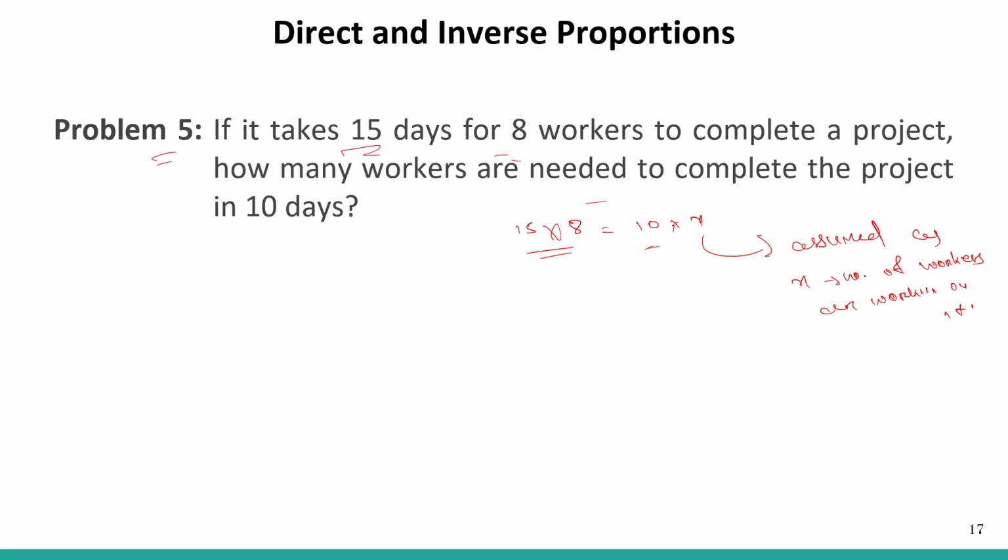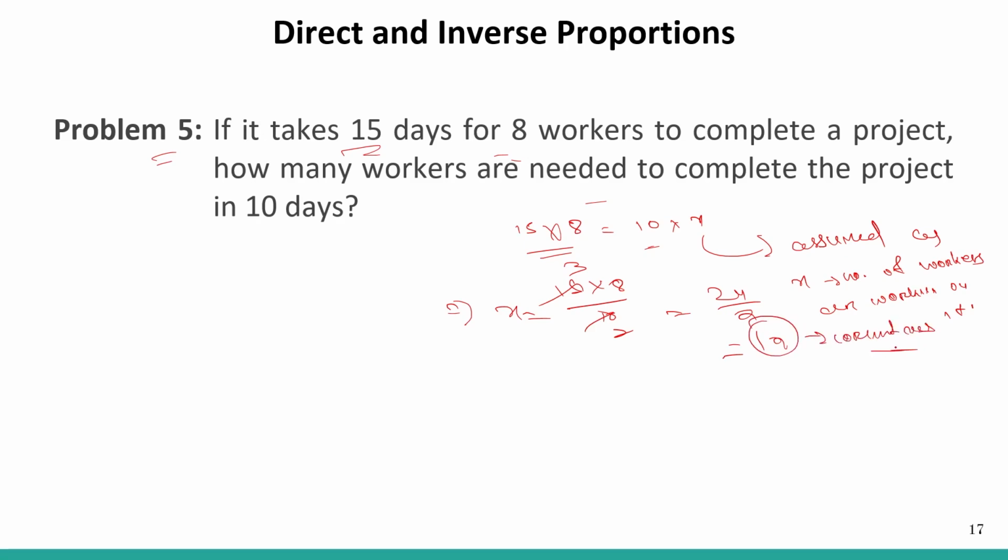So here we have a deadline and we can put any number of workers. How many workers do we need? X is equal to 15 into 8 by 10, right? So this is 2, this is 3. So 3 into 8 is equal to 24 by 2, which is equal to 12, right? So 12 is the correct answer.